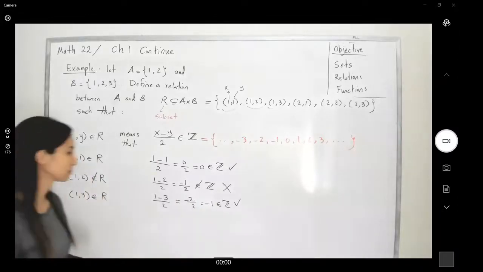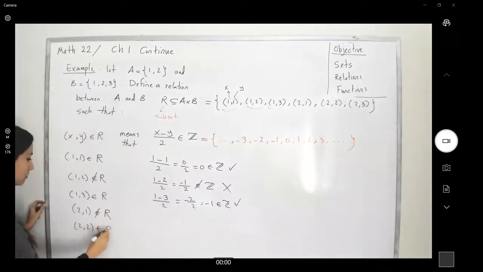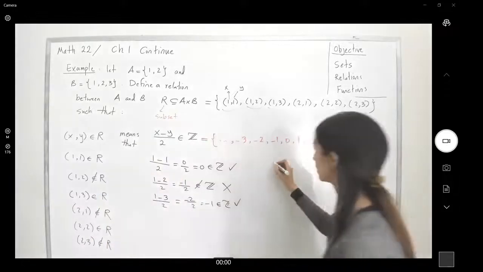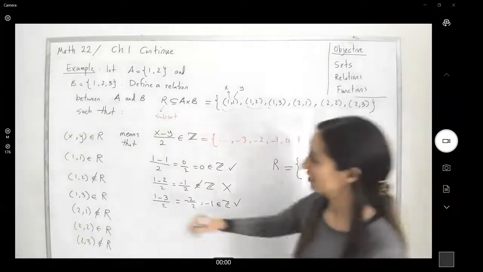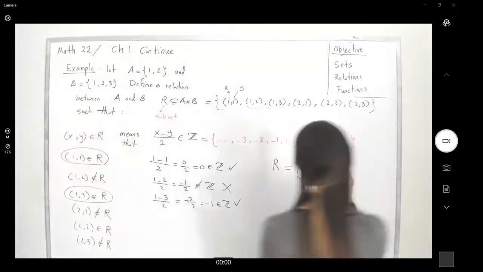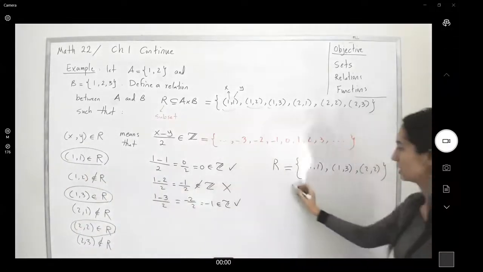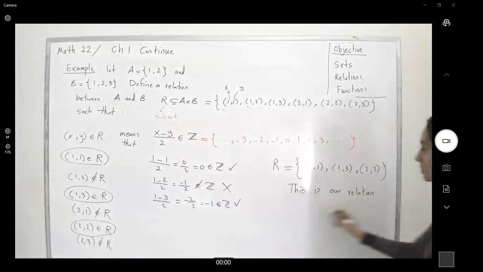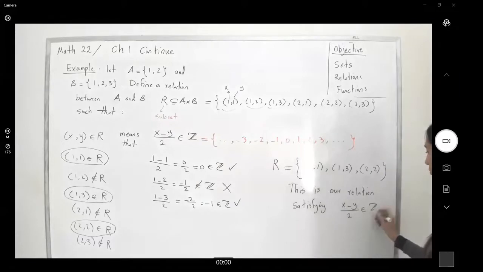I'm going to continue this process. (2, 1) is not. (2, 2) is. (2, 3) is not a member of R. So you can say that my relation that satisfies this condition is going to be the set of these points: (1, 1), (1, 3), (2, 2). This is our relation, satisfying (x minus y) divided by 2 belongs to Z.